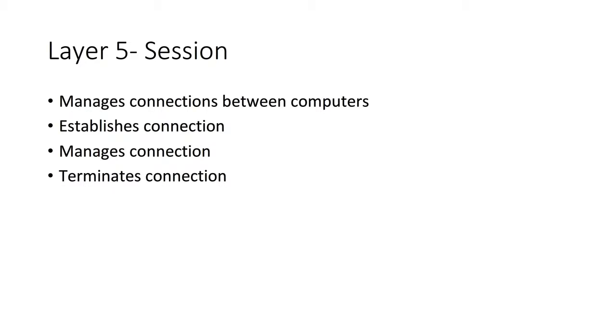Layer 5 of the OSI model is the session layer. This layer deals with connections, specifically connections between computers. It manages those connections, it establishes the connections, and it also deals with terminating those connections.